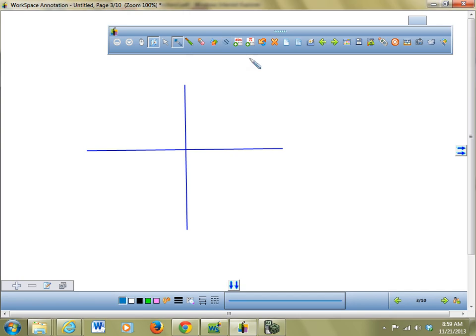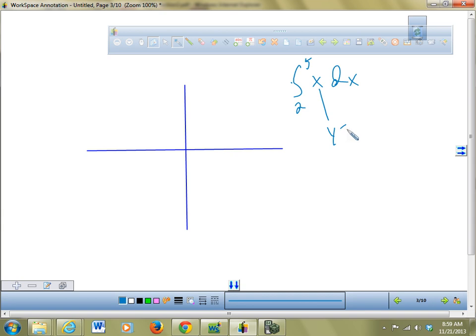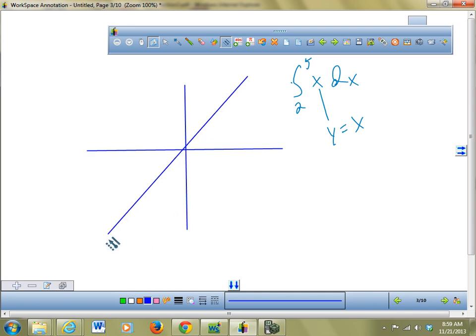But what if I have this? You don't know what I'm talking about. The integral from negative 1, no, let's not go from negative. From 2 to 5 of x dx. Could you do that? What does this look like? This is y equals x, right? Because this is the y value, so y equals x, which looks like what kind of line? A line with a slope of 1, right?